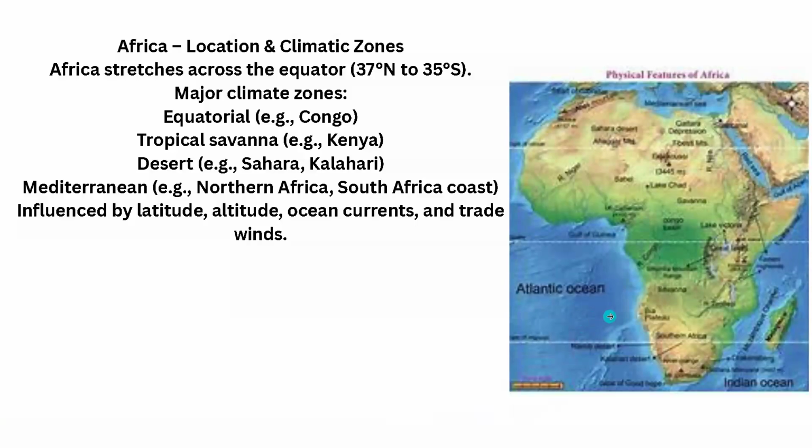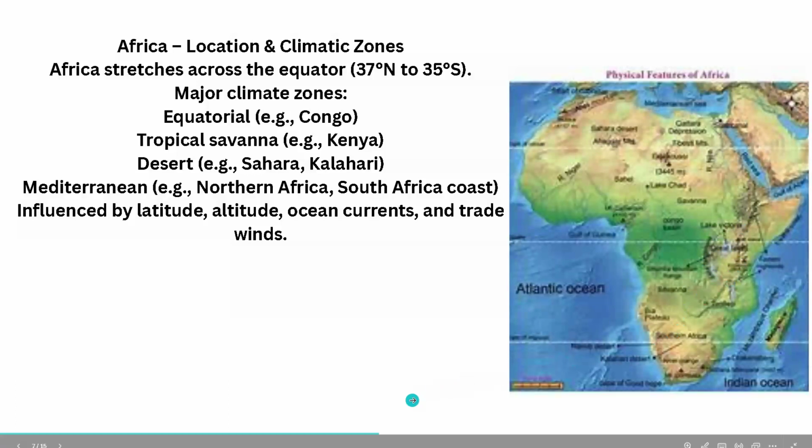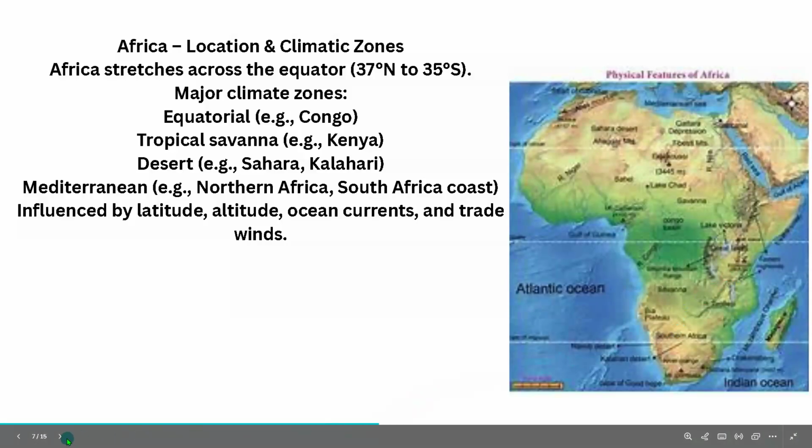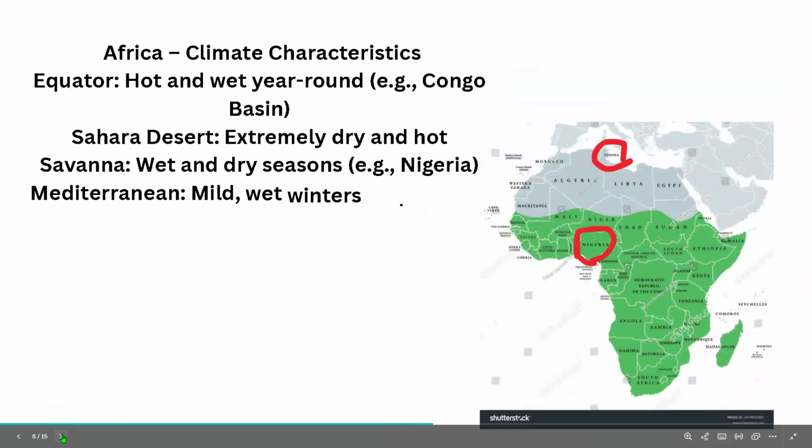Latitude and altitude: altitudes are heights. Where the mountains are highest, you will find a different type of climate. And trade winds, I will explain about trade winds also. I will show the map and explain it to you.